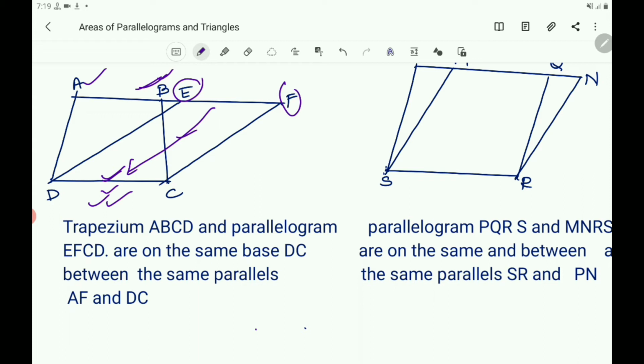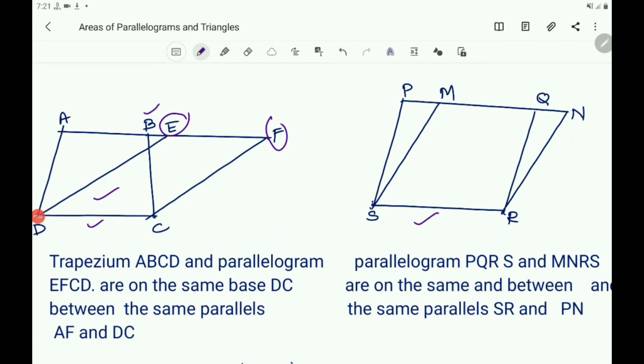So what can you conclude here? Trapezium ABCD and parallelogram EFCD are on the same base DC, and also they are between the same parallels AF and DC.